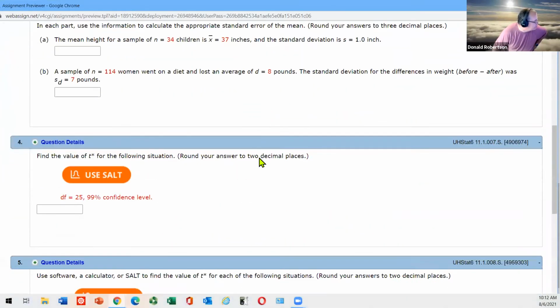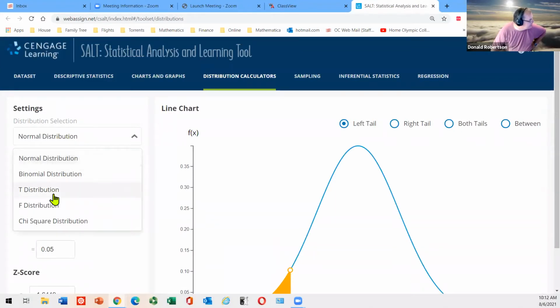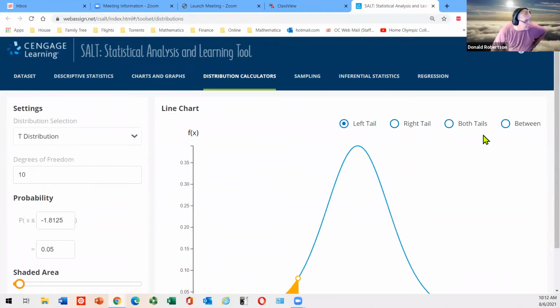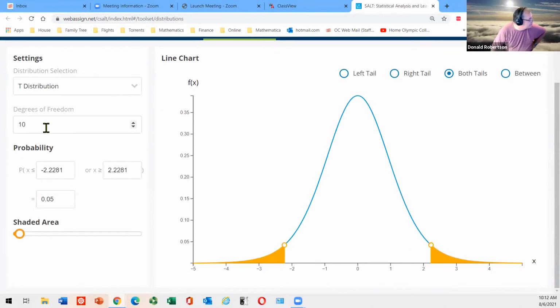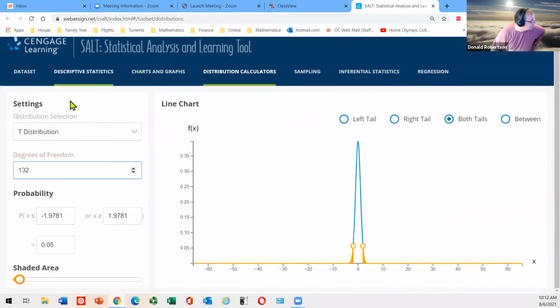And find the one where they asked us. Do you see it here? And I have to hit that salt button. That's a real pain in the button. Okay, so let's do T distribution, both tails. Degrees of freedom then is 132. And there's the number I want, 1.9781. So the correct number is 1.9781.